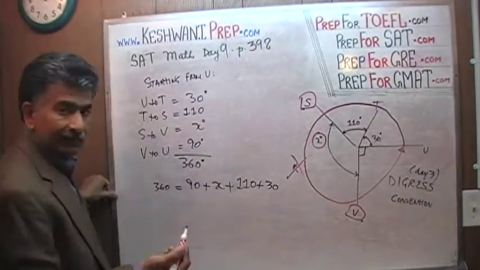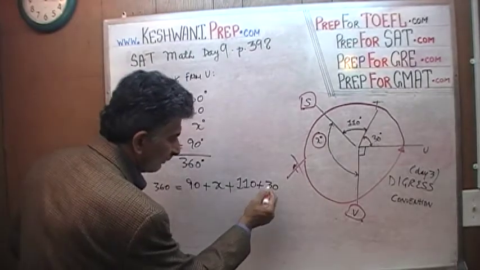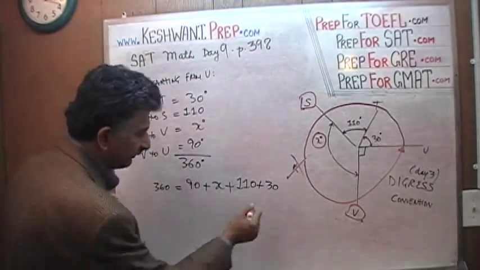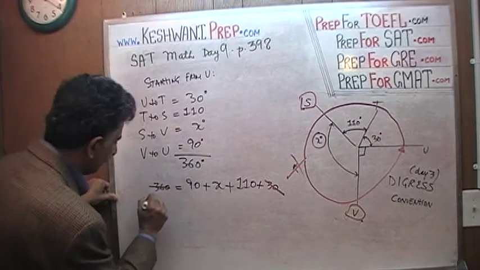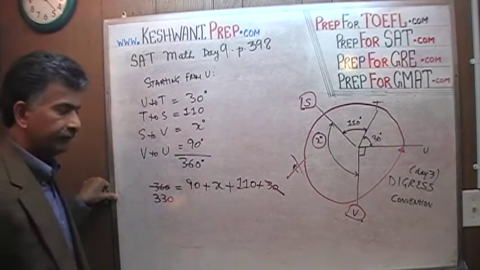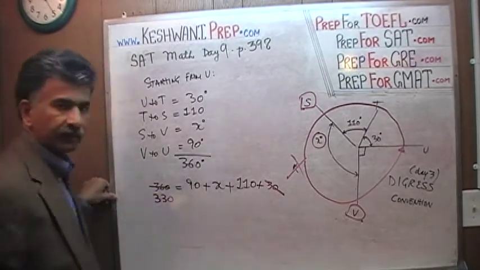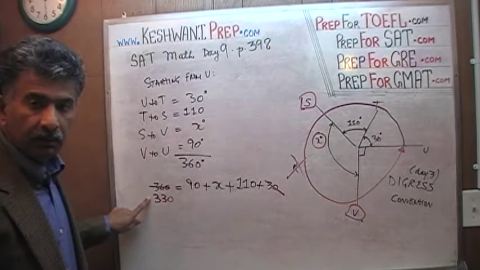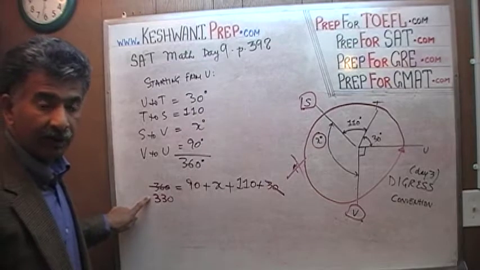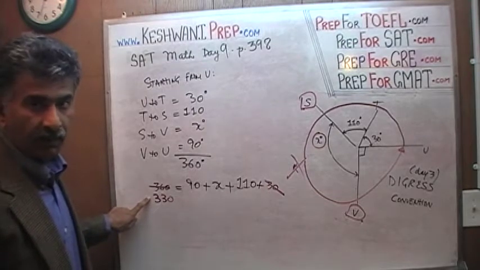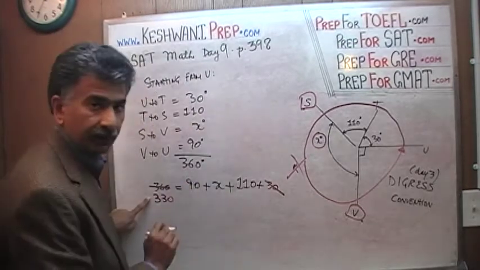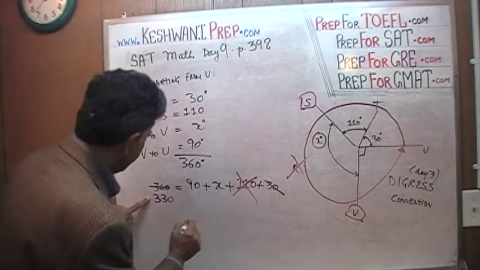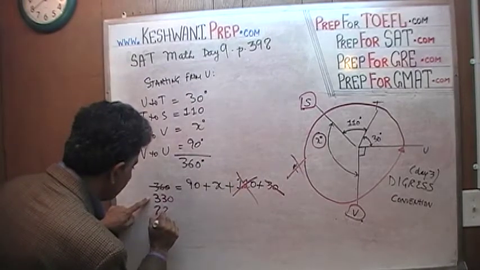Let's subtract 30 from both sides. If we subtract 30 from the right-hand side, this 30 drops out, and this 360 is going to become 330. Let's subtract 110 from both sides. Listen carefully, 330 minus 100 would have been 230. We are subtracting 110, so this becomes not 230 but 220.